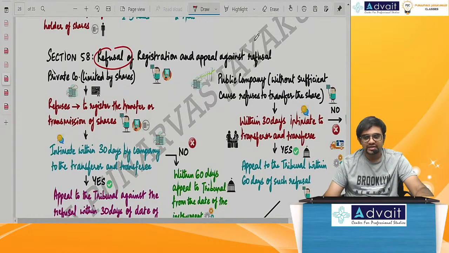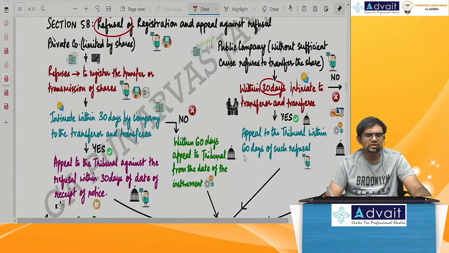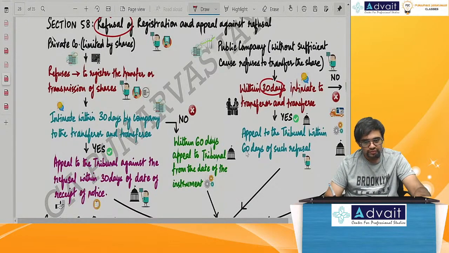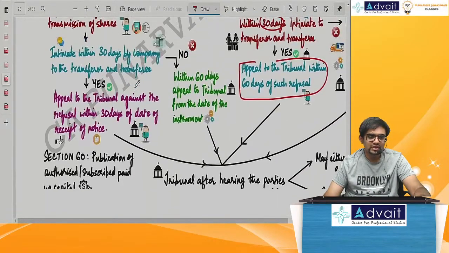Yes, that is Section 58. Definitely within 30 days I can prefer an appeal to the tribunal, and first of all 30 days I have to give it to them, where they will change my name, put my name in place of the old person's name. But if they refuse to do so, then I will appeal to the tribunal within 60 days of refusal.